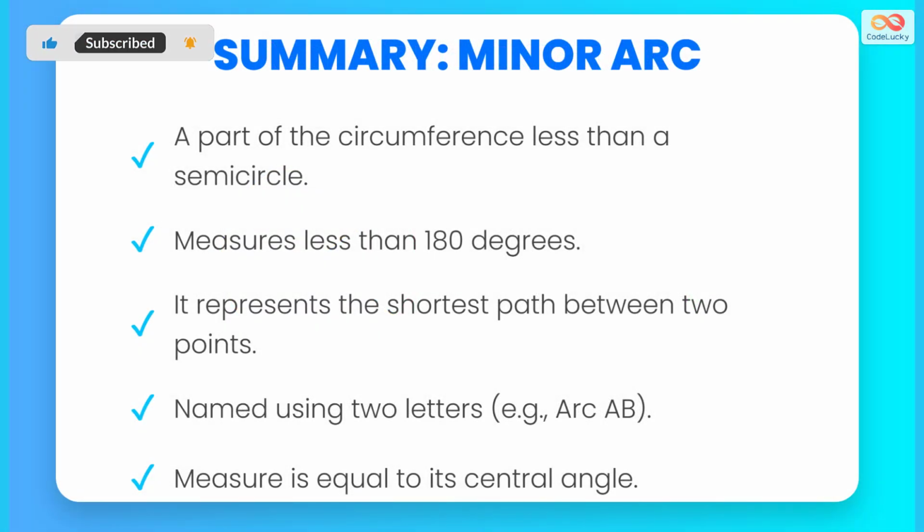To summarize, a minor arc is any part of a circle's circumference that is less than a semicircle or 180 degrees. It is the shortest distance between 2 points on a circle and is named using its 2 endpoints.